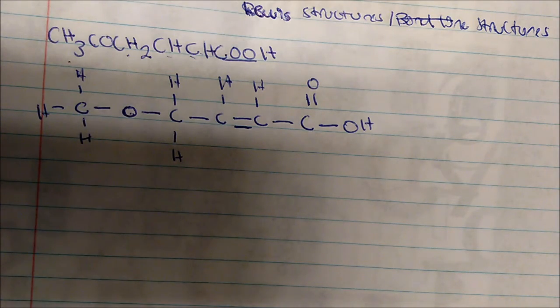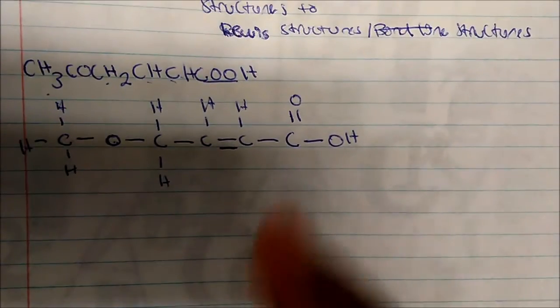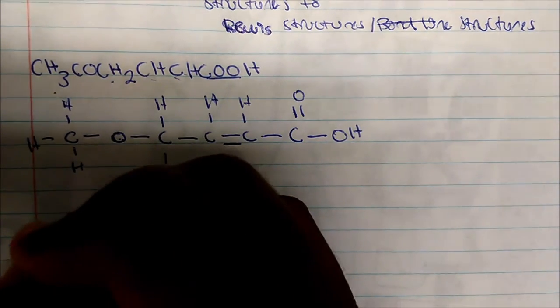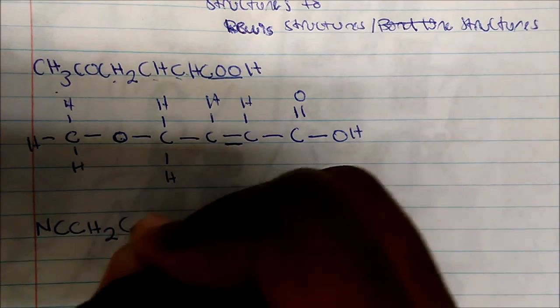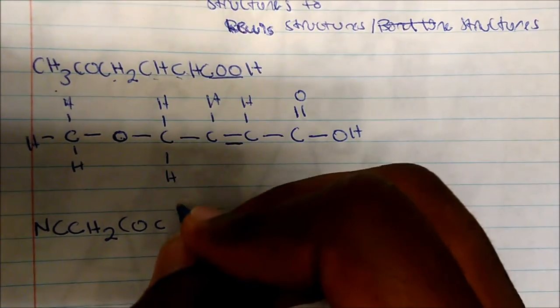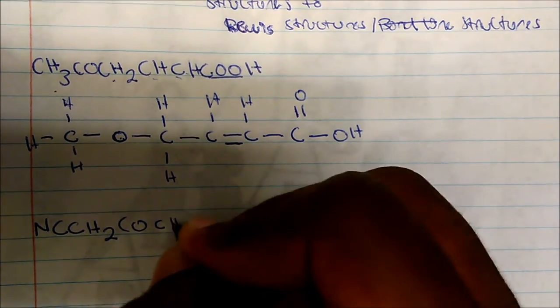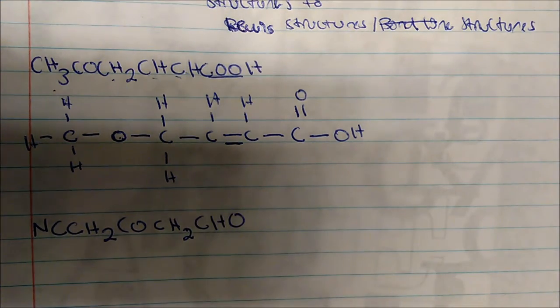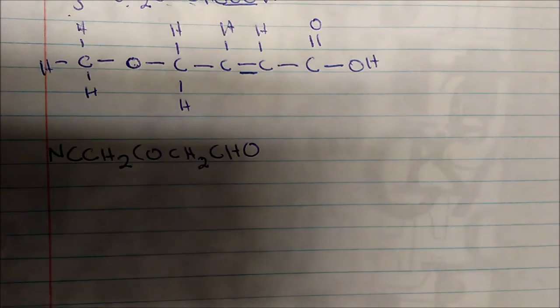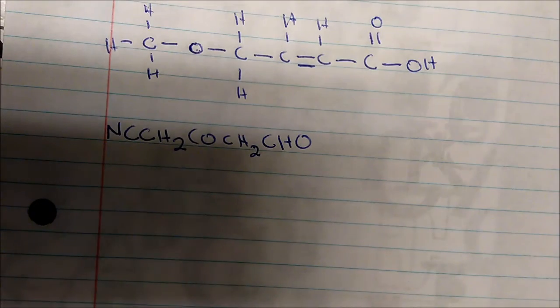So let's take a look at another example. I have this here: COCH2CHO. I want to convert this to the corresponding Lewis structure.